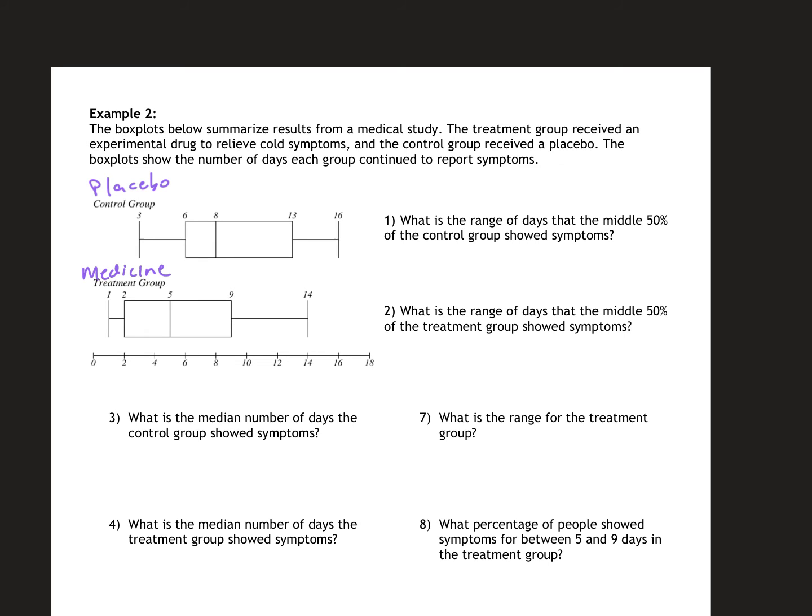All right. So what is the range of days in the middle 50% of the control group? So we're just kind of looking at it. So remember placebo, if you don't remember that, it's no medicine. It's fake, like a sugar pill or something. Sugar water, who knows? So the middle 50% of the control group, so the top one, so what is the range? It's from 6 to 13 days. So looking at the top, the middle 50% goes from Q1 to Q3. Number 2, what is the range of the middle 50% of the treatment group? So 2 to 9.